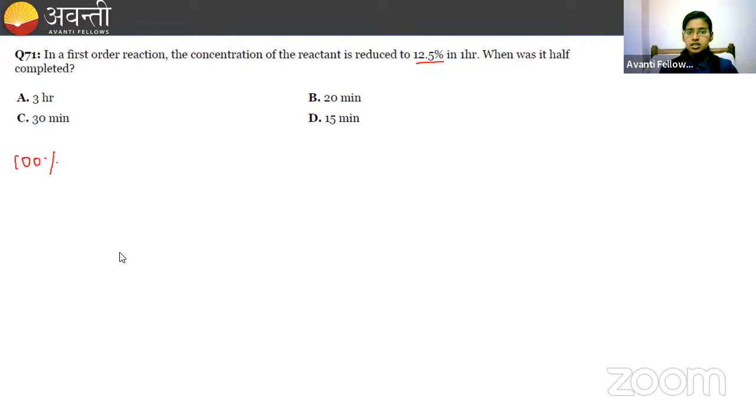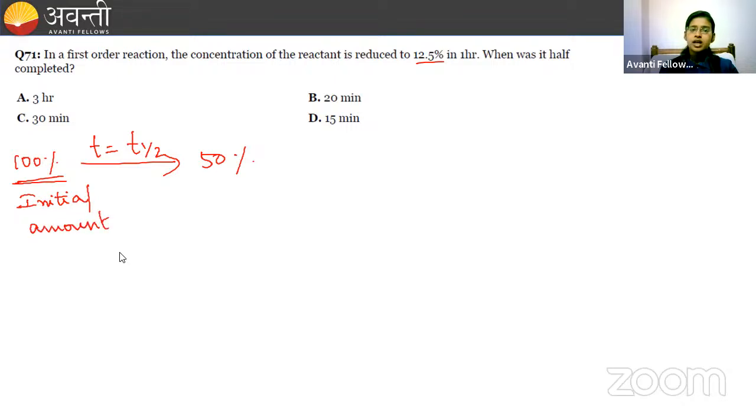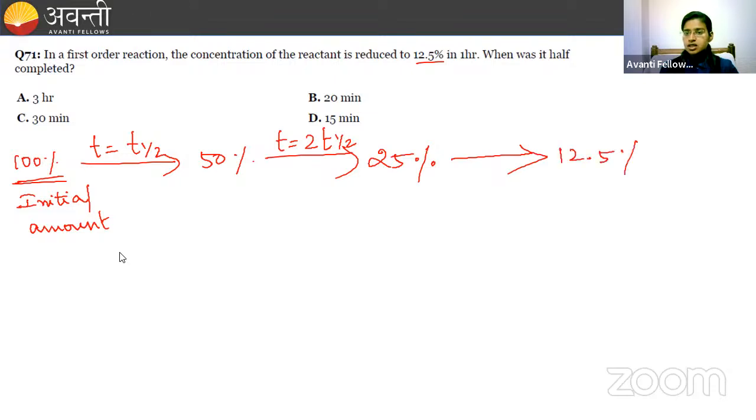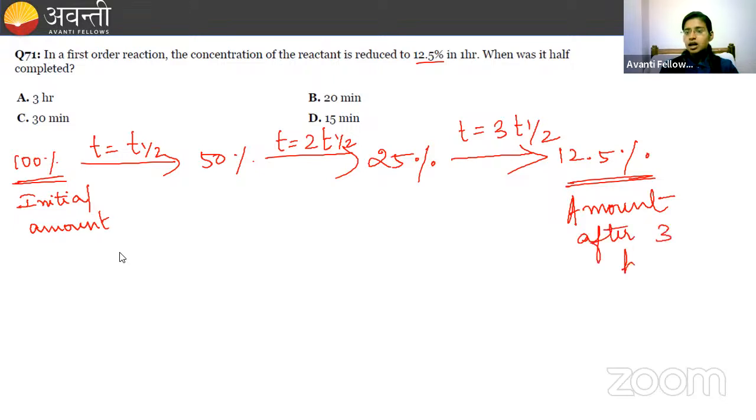So for 100% to 50%, the T will be equal to T half. It is 1 T half, because 100% is the initial amount, and to make half of this, I need half-life as T half. And if I want to move from 50% to half of that, which is 25%, the time required is 2 T half. And if I want to move from 25 to 12.5%, the time required is 3 T half. So this 12.5 given in the question is the amount present after 3 half-lives.